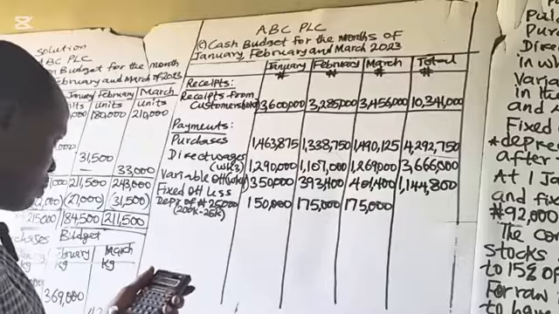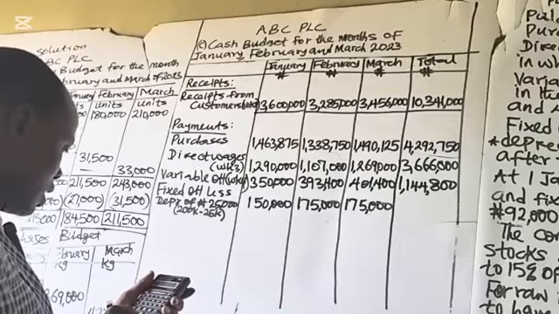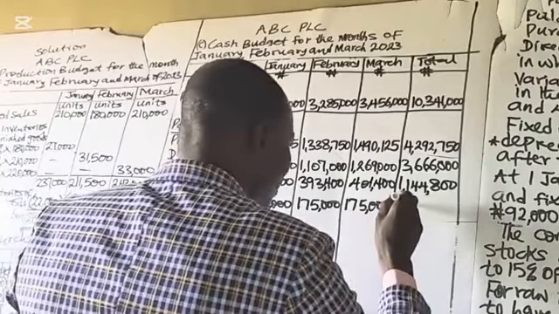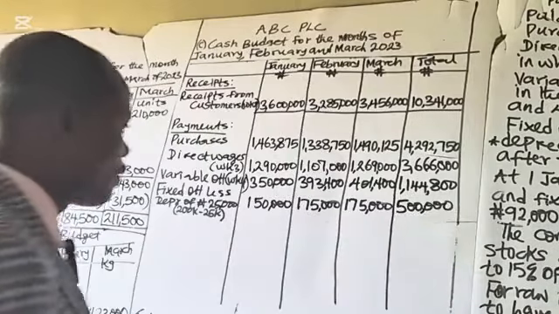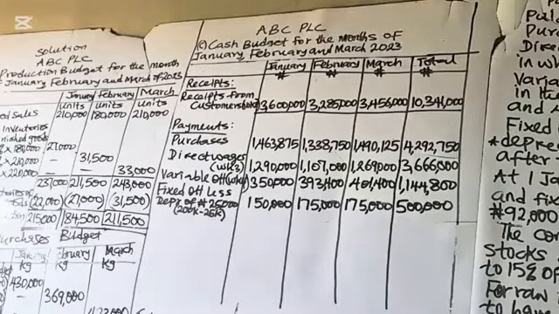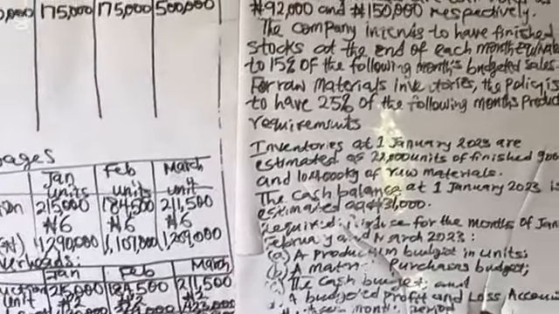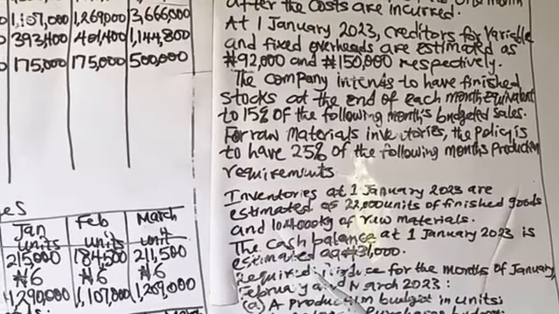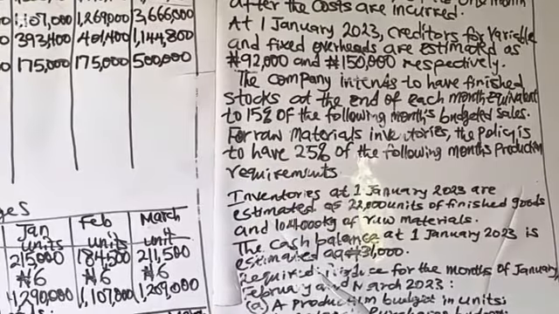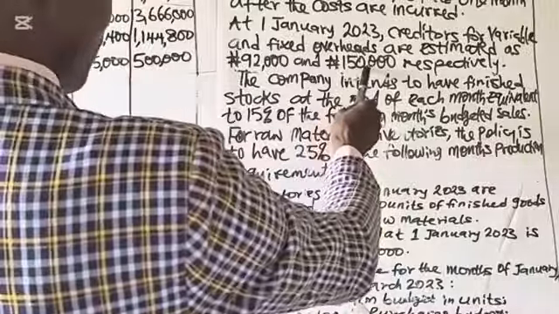150,000 plus 175,000 plus 175,000. That gives us 500,000 naira. Now, let's go through the additional information. In order to ascertain it, there are further items that need to be included in our cash budget. So we have used this 150,000 fees overheads.